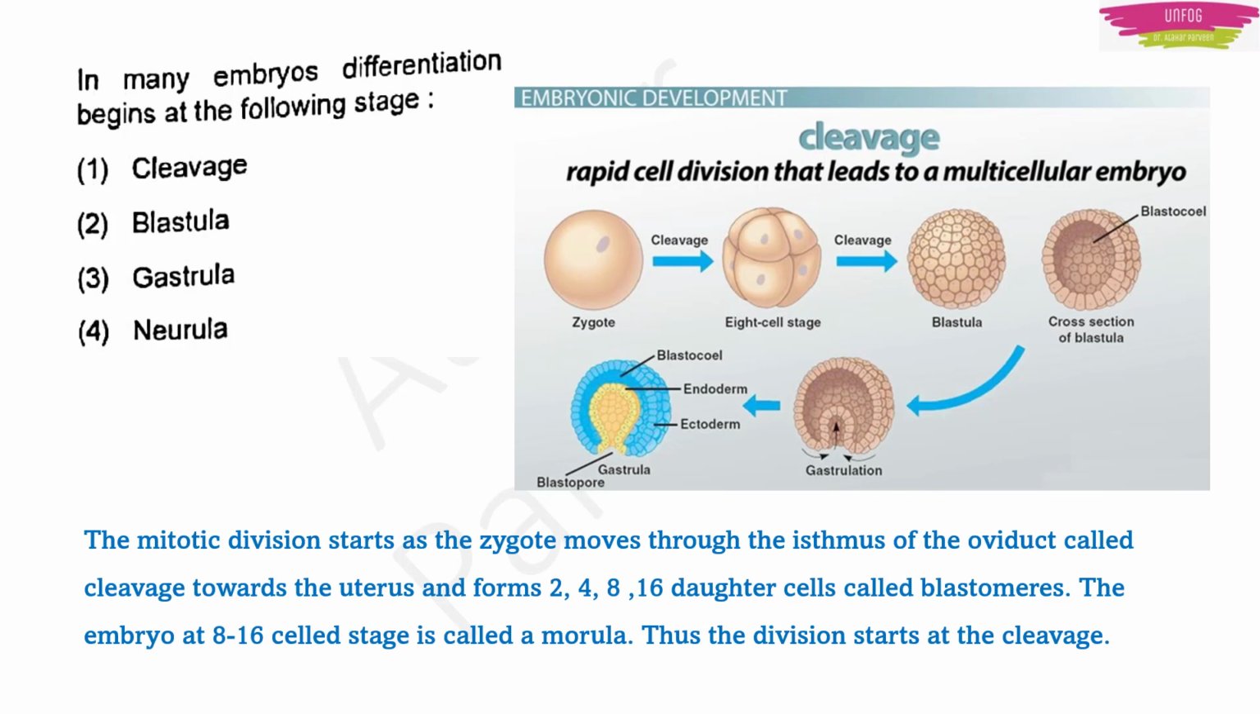The mitotic division starts at the zygote, which moves through the isthmus of the oviduct towards the uterus. This is called cleavage, and it forms 2, 4, 8, 16 and many daughter cells, called blastomeres. The embryo at the 8 to 16 celled stage is called a morula. Thus the division starts at cleavage, so our answer should be option 1.